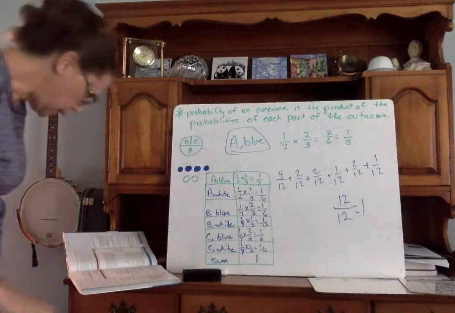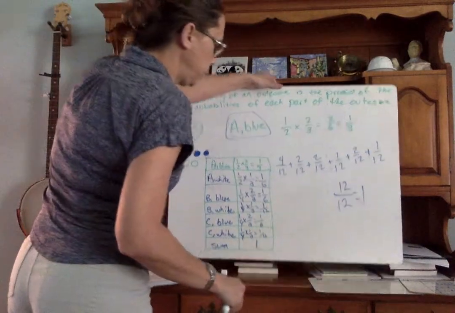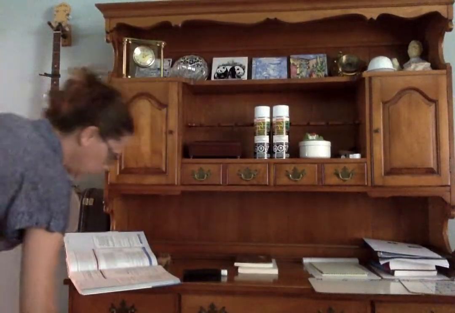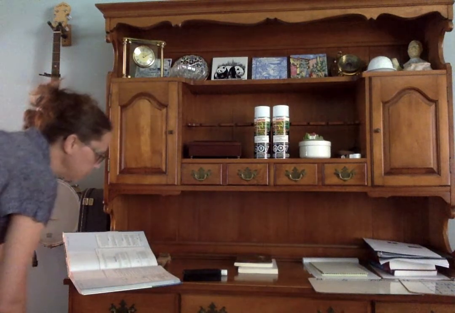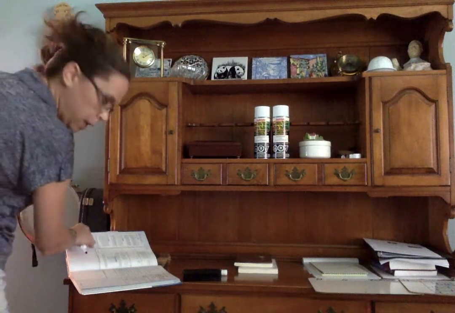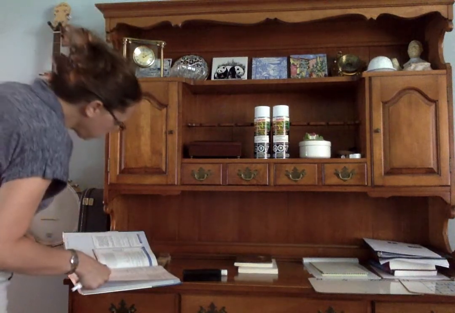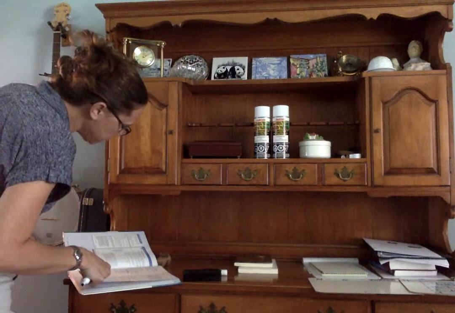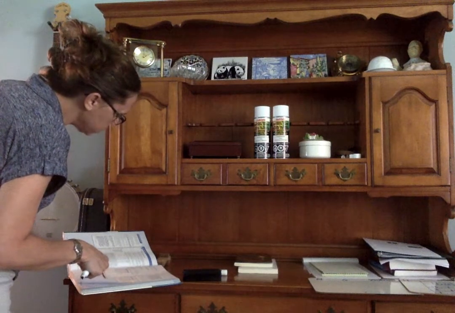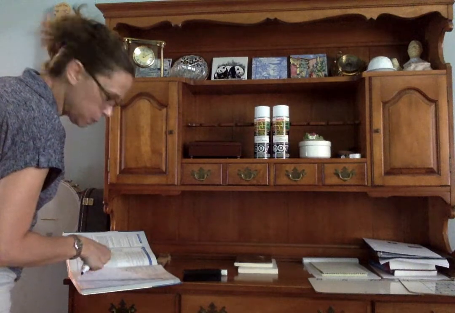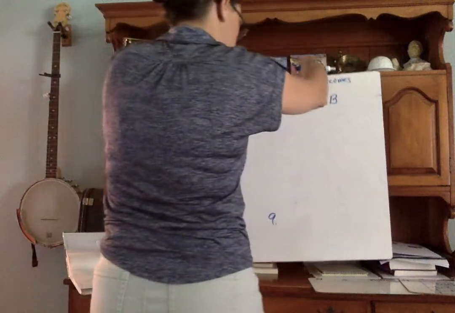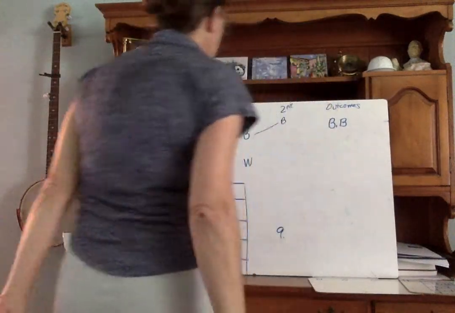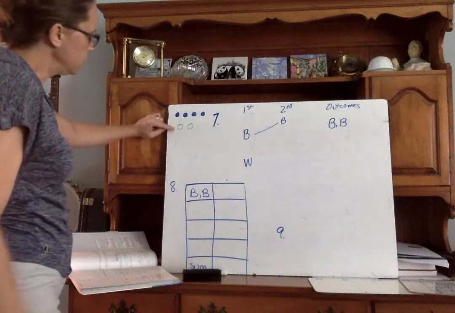Okay. Let's move on to our next item in our investigation. The next thing is they want us to consider experiment 2 from page 524. Experiment 2 says we draw a marble from the bag. The bag has 4 blue marbles, 2 white marbles. Without replacing the first marble, we're going to grab a second marble.